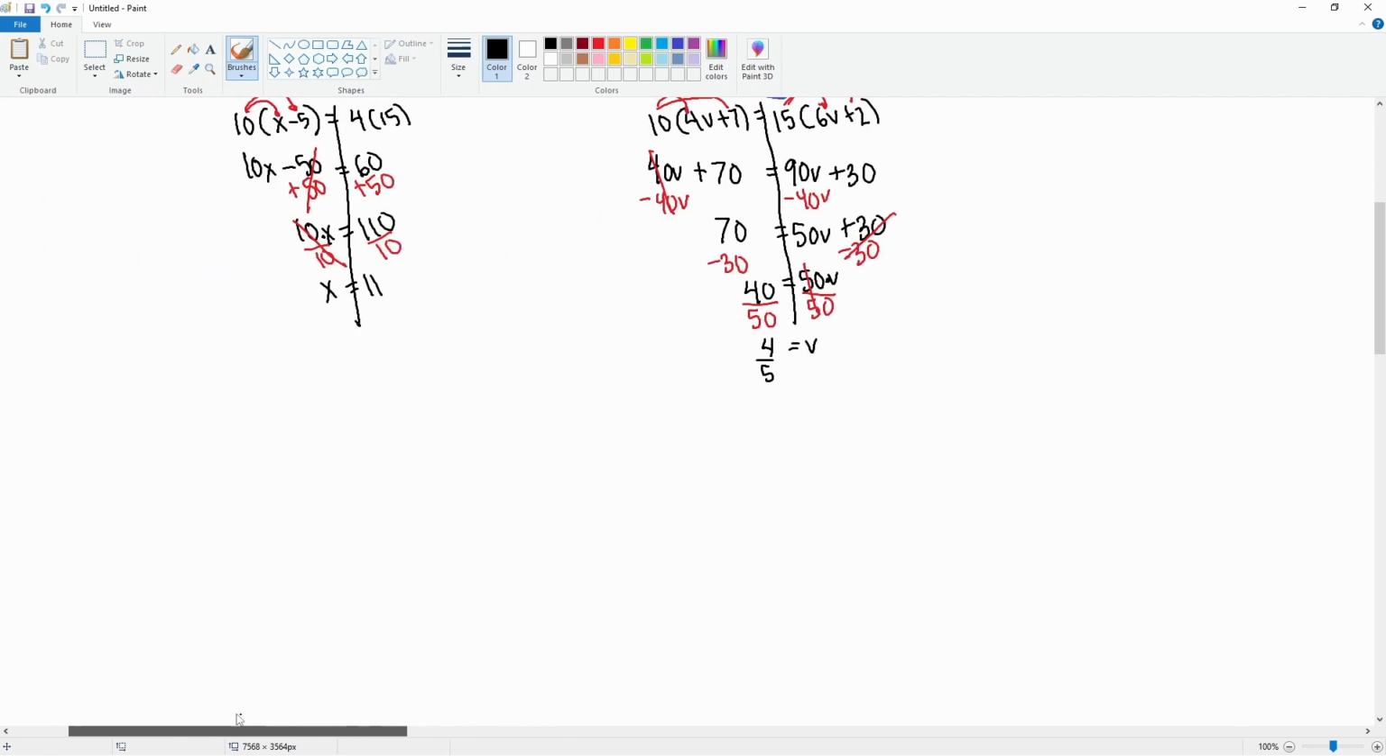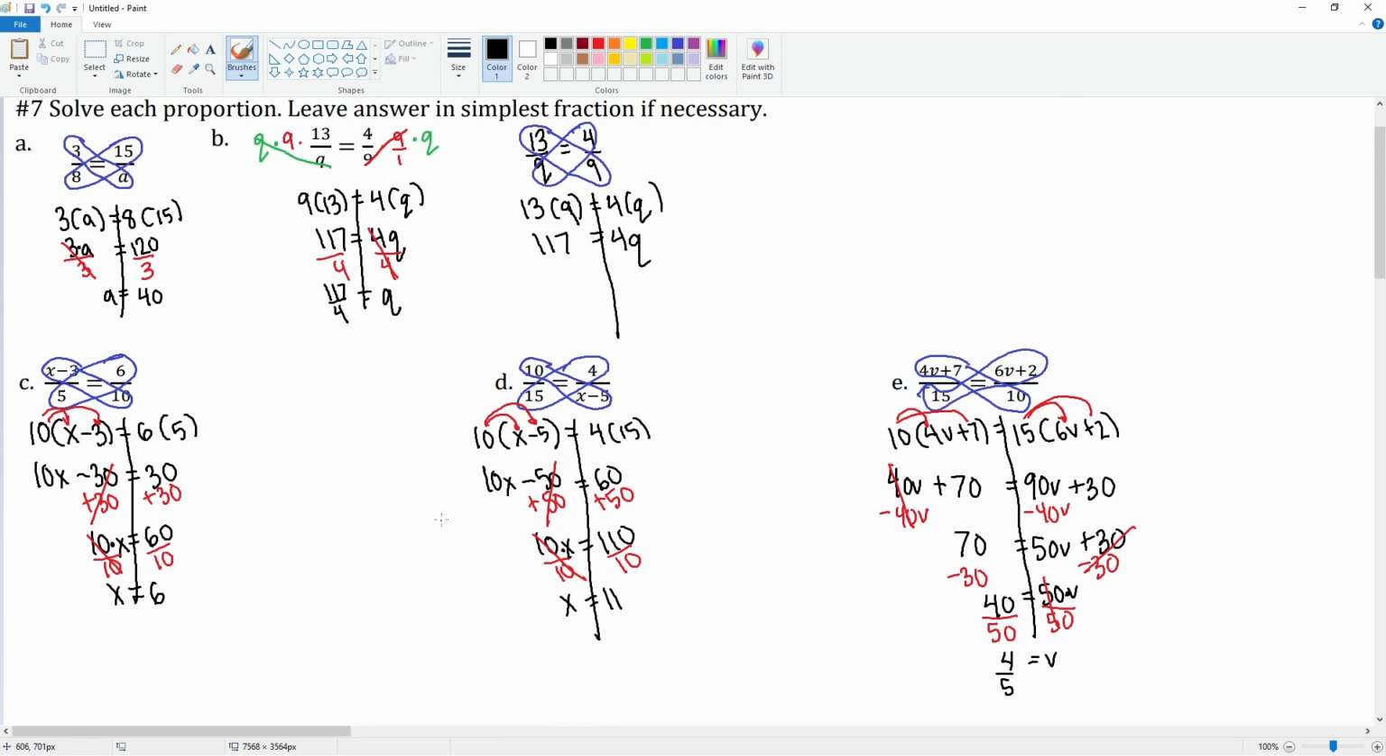So there you go. Those are your answers for part 2. Notice the butterfly method here works, or you can do it the traditional algebra way of just multiplying by both sides. It's the same process. You're going to get the same answer.